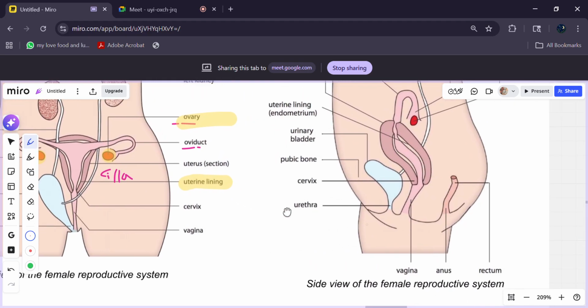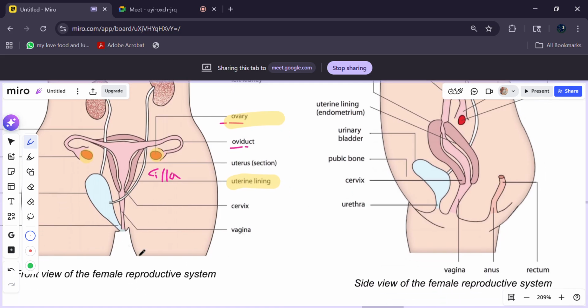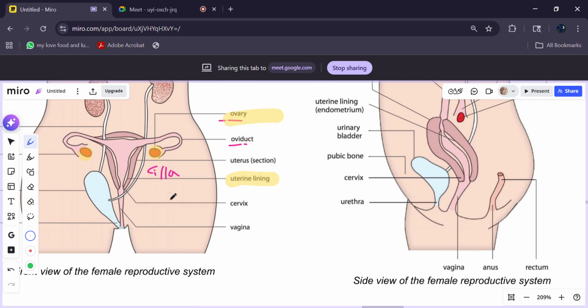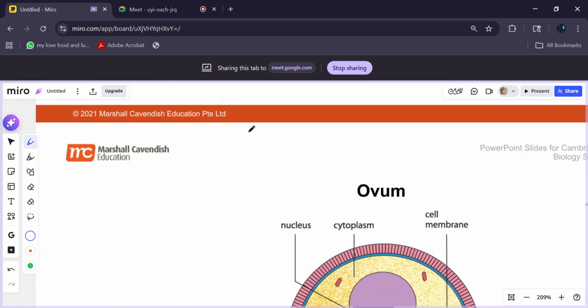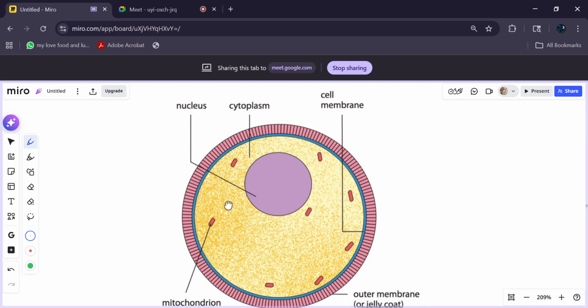Now that we've learned from that, from both the front view and side view, let's talk about the ovum. The ovum is a cell, which is also the female gamete. As we know, the sperm is the male gamete, and the ovum is the female gamete of the female reproductive system. A female is born with all the potential eggs that she will ever have.